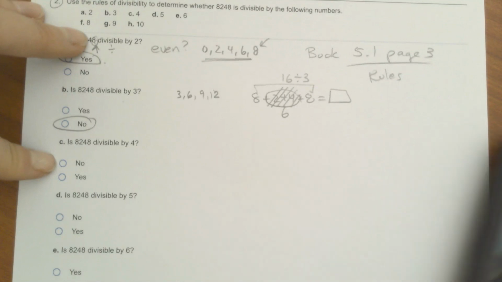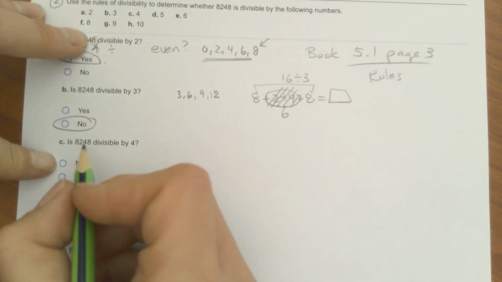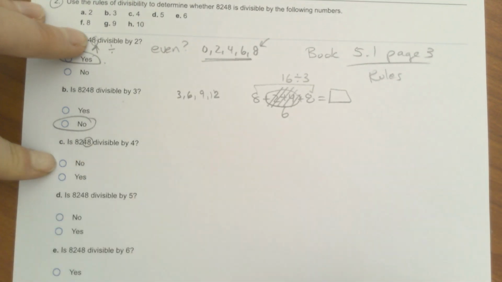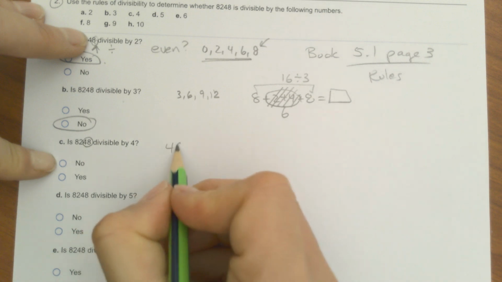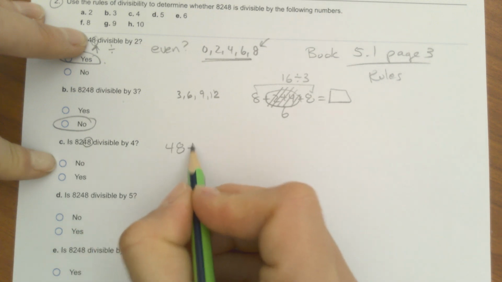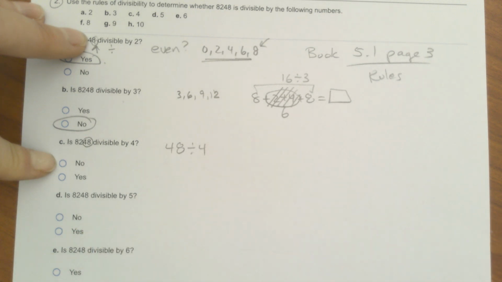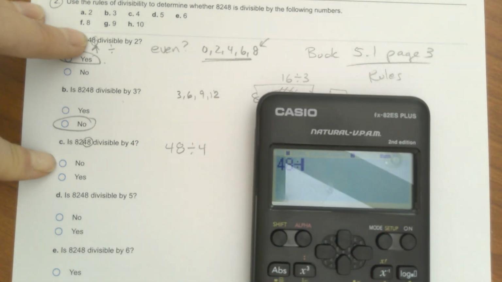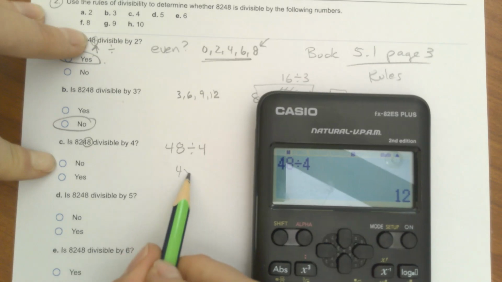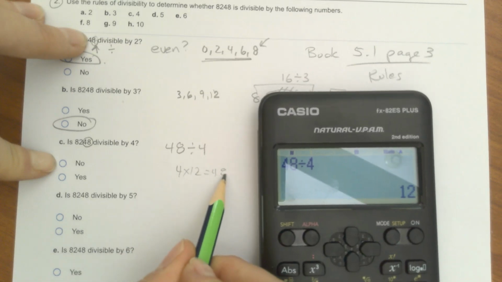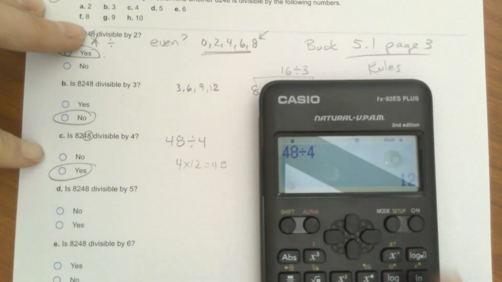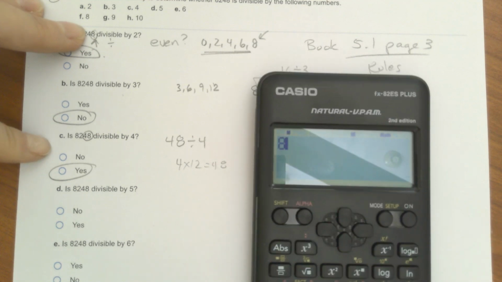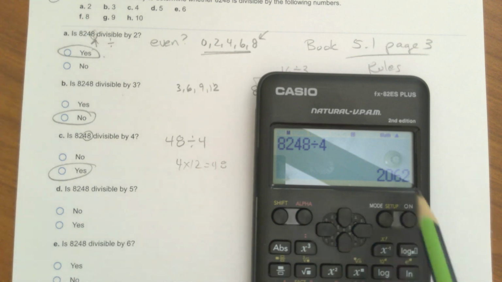So if something's divisible by 4, the rule is look at the last 2 digits and see, are the last 2 digits divisible by 4? So 48 divided by 4? Yeah, that works because, look, 4 times 12 equals 48. So yes, it's divisible by 4. If you forget the rule, you can just go, yep, it's divisible because it's a nice whole number.